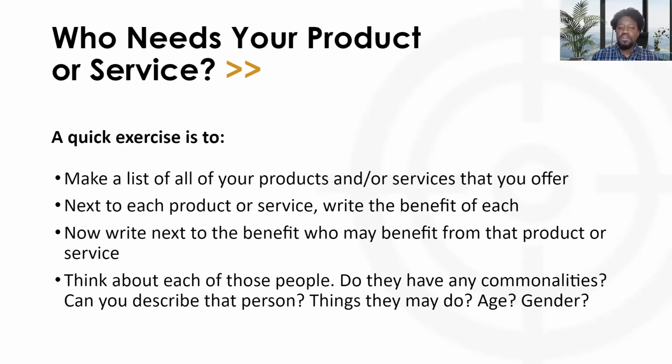So think about each of those people. Do they have any commonalities? Can you describe that person, things they may do, their age, their gender, right? This is the brainstorming aspect of it. This is where you already have an idea of your brand, or if you're not there yet, you should definitely understand your brand a little bit more before you get to this point.